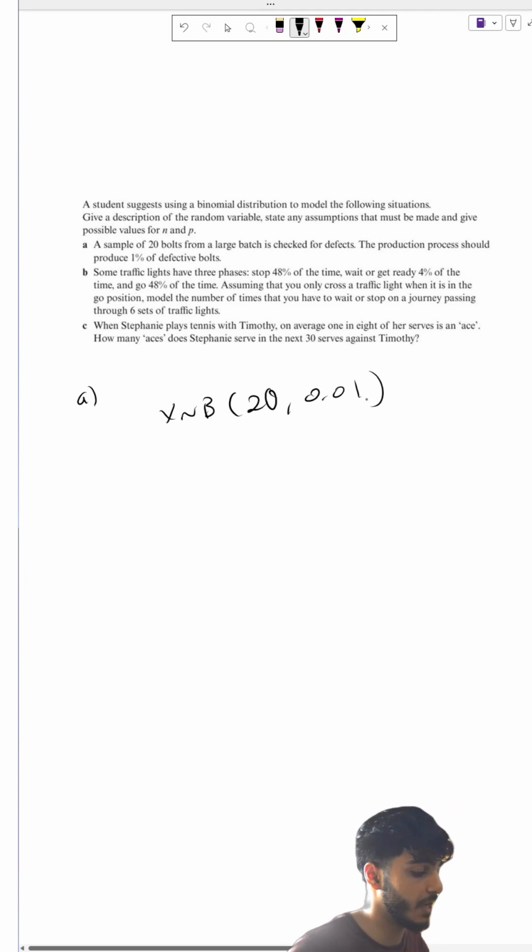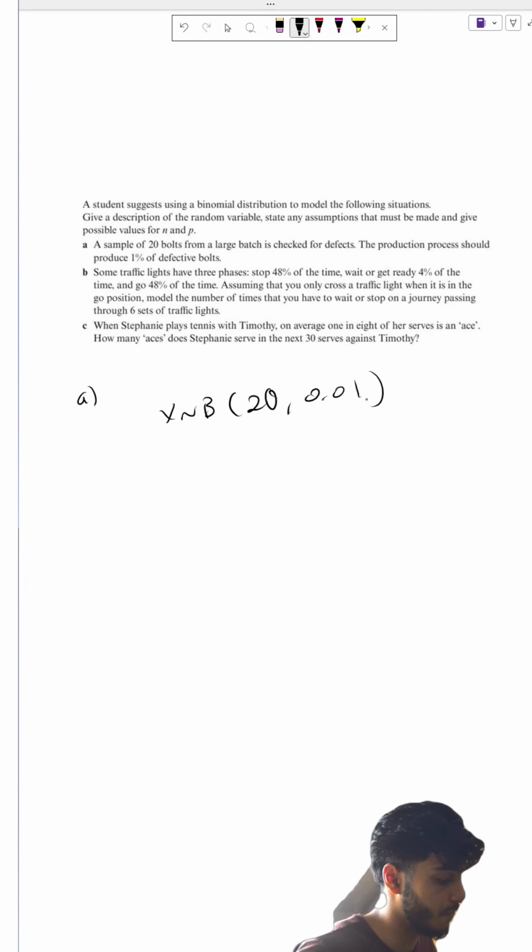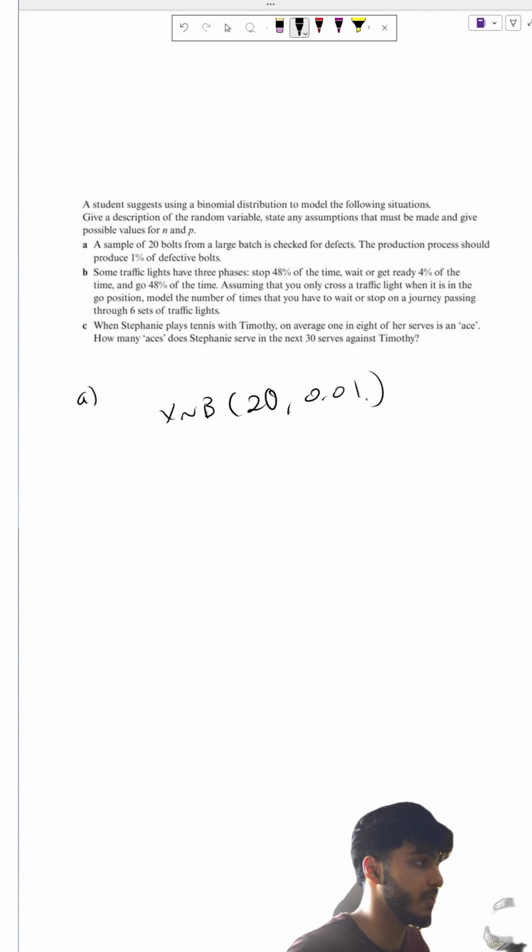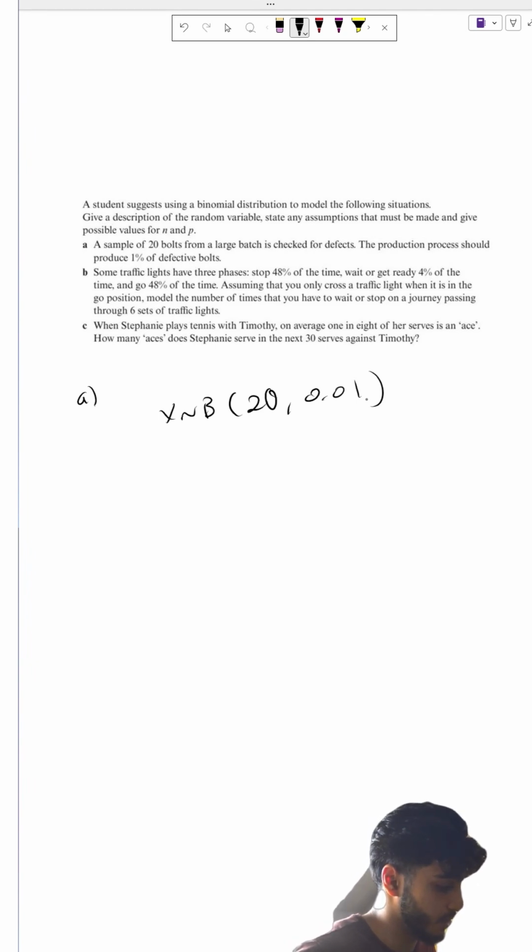Some traffic lights have 3 phases: stop 48% of the time, wait or get ready 4% of the time, and go 48% of the time. Assuming that you only cross a traffic light when it's in the go position, model the number of times that you have to wait or stop on a journey passing through 6 sets of traffic lights. Interesting.